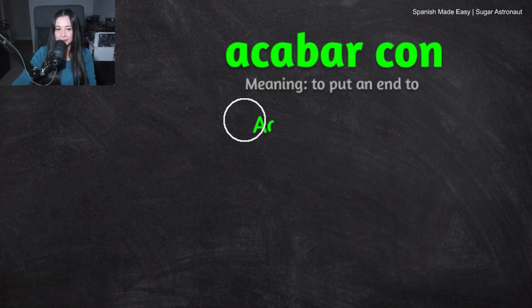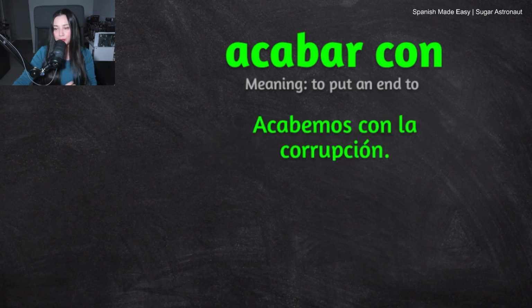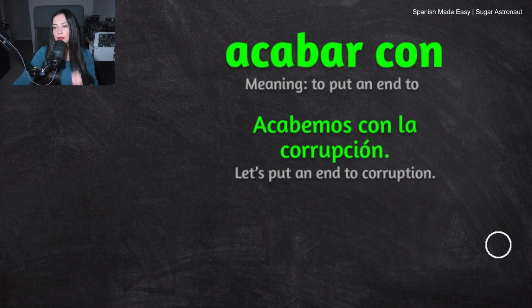For example, acabemos con la corrupción. Acabemos con la corrupción. So this is a more advanced phrase. Obviously, it can be used in simple situations, basic situations, as I told you before. But if you want to talk about something more complicated in Spanish, you can use this phrase in those situations as well. Specifically when you want to put an end to something. This means let's put an end to corruption.